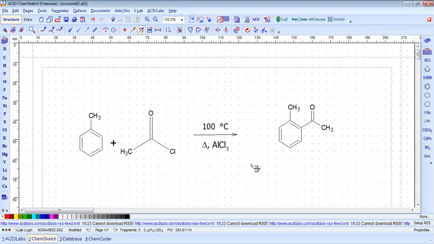Click on OK. So now the reaction condition is 100 degrees Celsius, heat, and AlCl3 is the catalyst for this particular condition. So the next job is to take the reaction calculator. So select this and again click on the reaction.